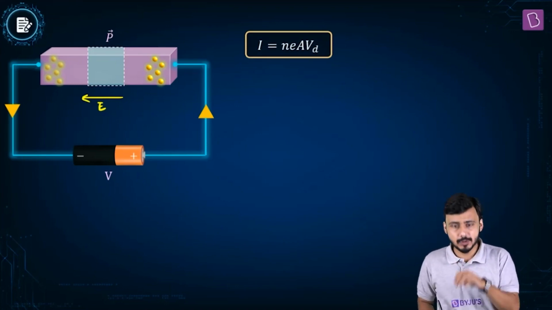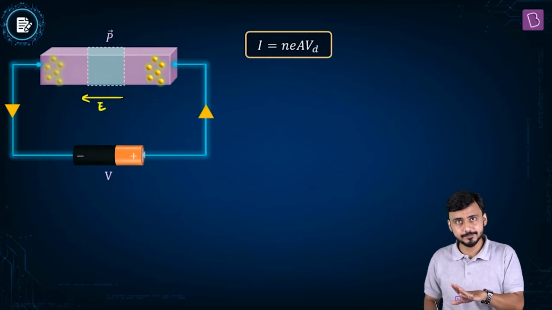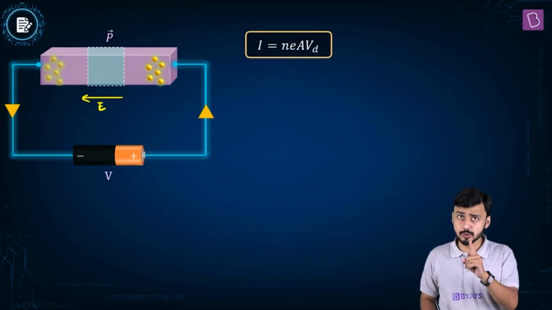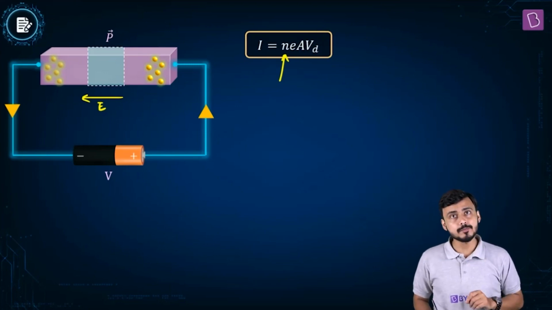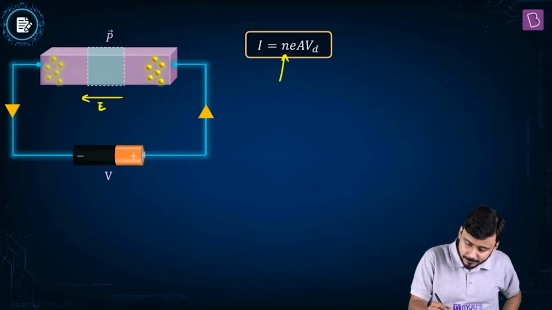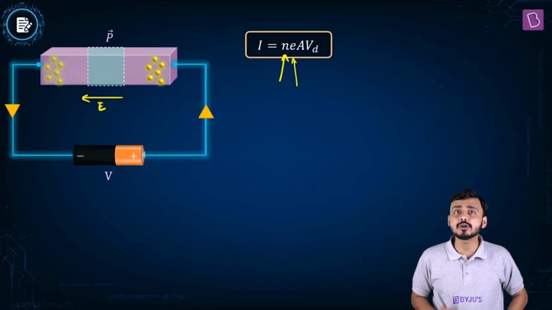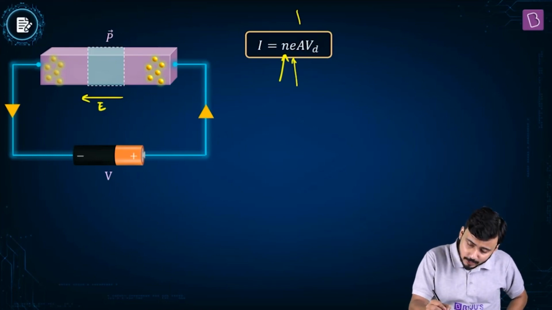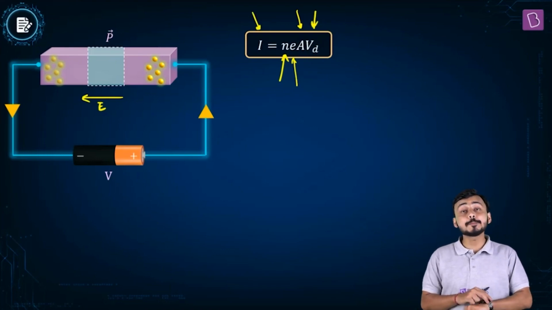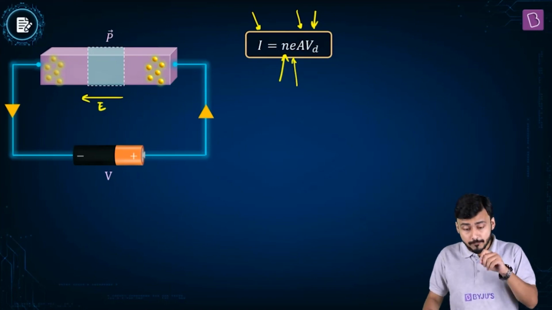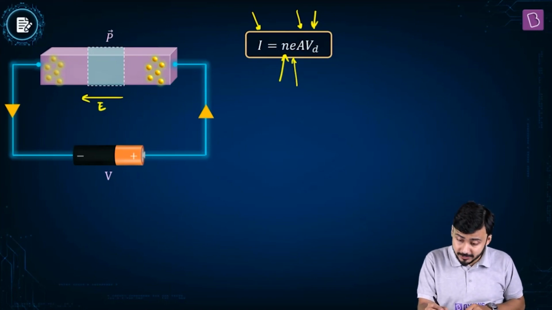You have read this equation in the theory, right? You know how it comes, right? Where N is the number of electrons per unit volume, E is the charge of one electron, A is the cross-sectional area, Vd is the drift velocity and I is the current. You know that, right?